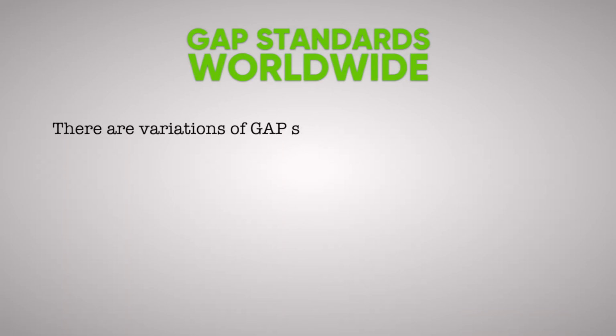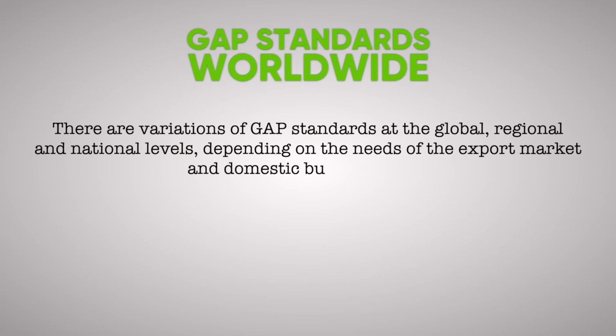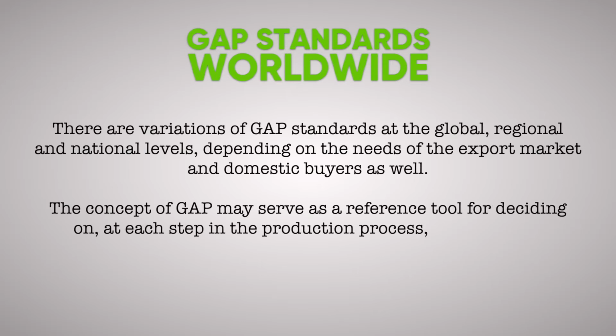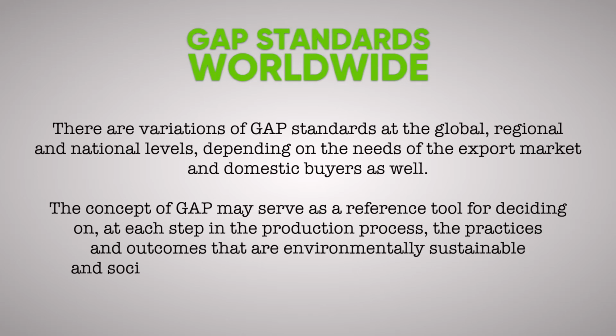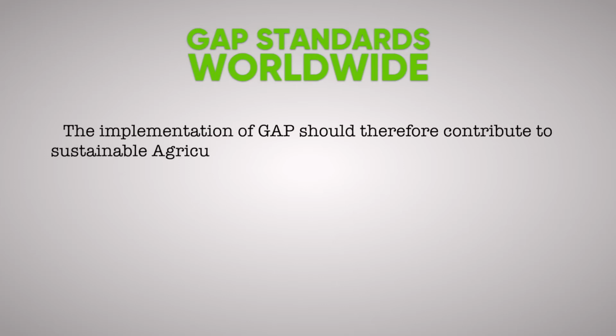There are variations of GAP standards at the global, regional, and national levels, depending on the needs of the export market and domestic buyers as well. The concept of GAP may serve as a reference tool for deciding on, at each step in the production process, the practices and outcomes that are environmentally sustainable and socially acceptable while being economically viable. The implementation of GAP should therefore contribute to sustainable agriculture and rural development.